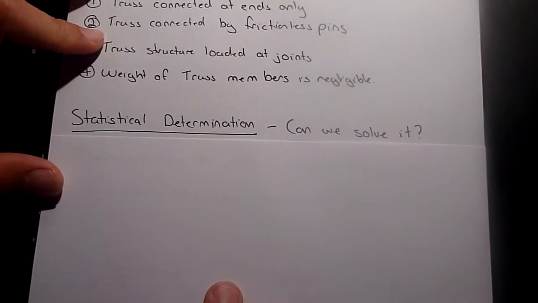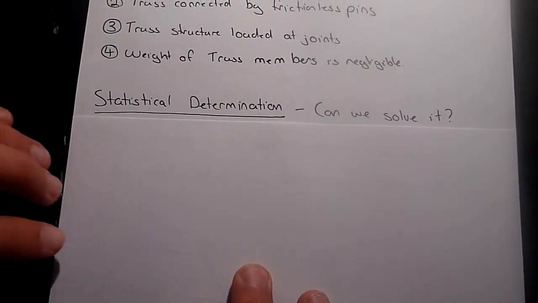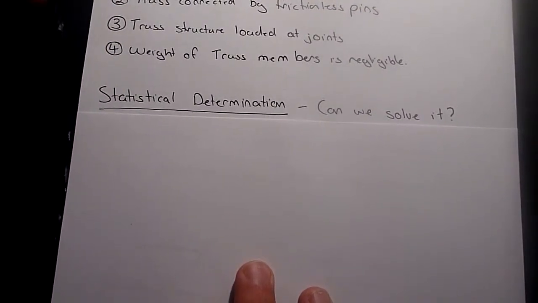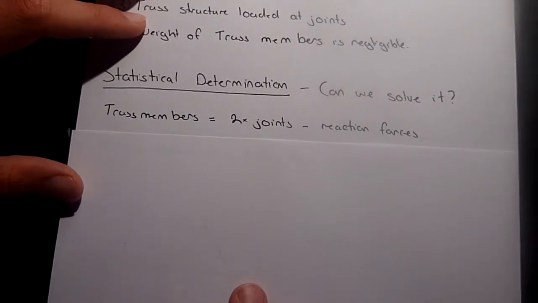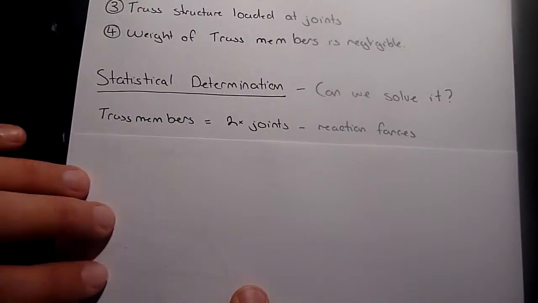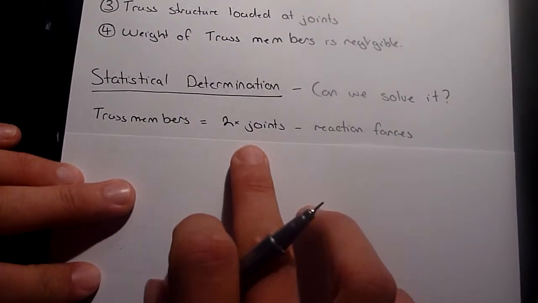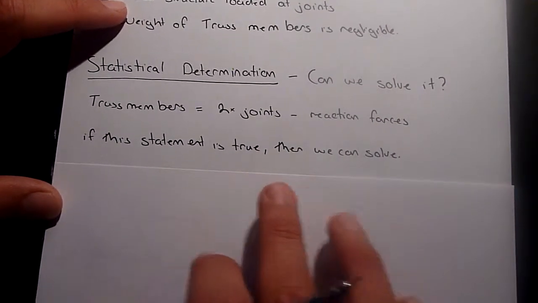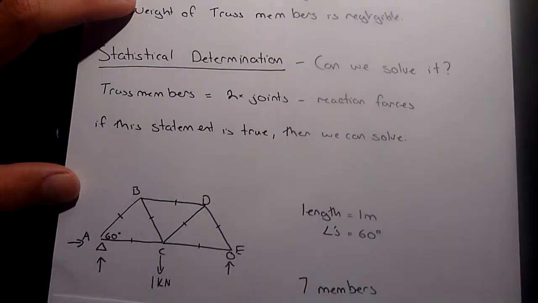The next thing we have to worry about is making sure that our truss is statically determinate, i.e. can we solve it? The equation to figure this out is: the number of truss members equals 2 times the joints minus the reaction forces. If this statement is true, then we can solve the problem.